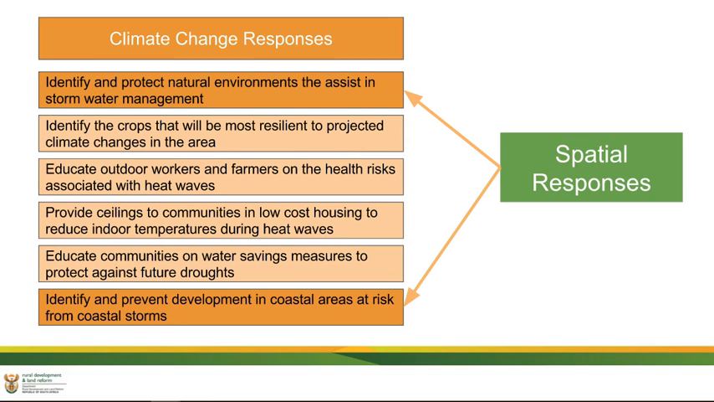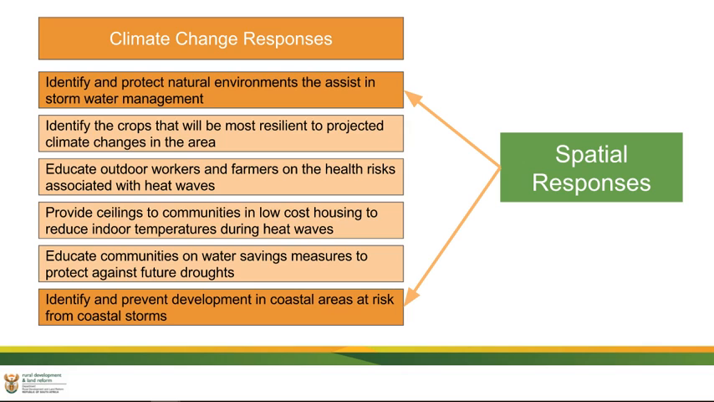To integrate climate change into spatial plans, the various responses that have been identified in the climate change response plan need to be reviewed. And you do this by identifying which of these responses have a spatial dimension. This slide shows a list of climate change responses on the left. The responses have been reviewed, and two that have a spatial dimension have been identified. Firstly, identify and protect natural environments to assist in stormwater management, and secondly, identify and prevent development in coastal areas at risk from coastal storms.